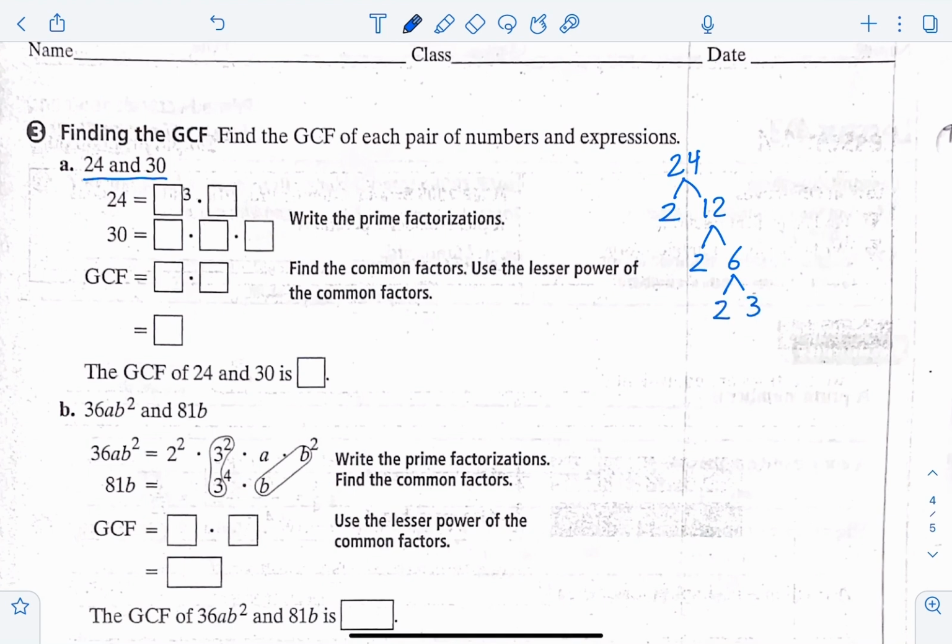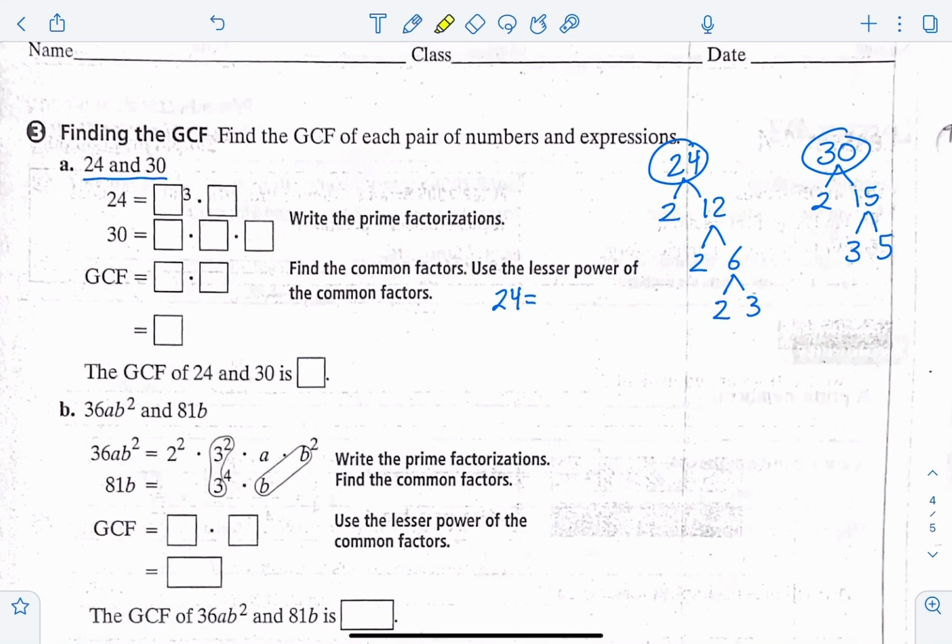6 we can break apart to be 2 and 3. Then we're also going to make a tree for 30. 30 we can break apart with the 2 to be 2 and 15. 15 we can break apart to be 3 and 5. Okay, so this is where things get a little different. Yesterday, or the last class, when you were doing prime factorization, you wrote PF equals and you made a list of the factors. This time, you're going to actually use the top number as the beginning of that statement. So you're going to say like 24 equals.